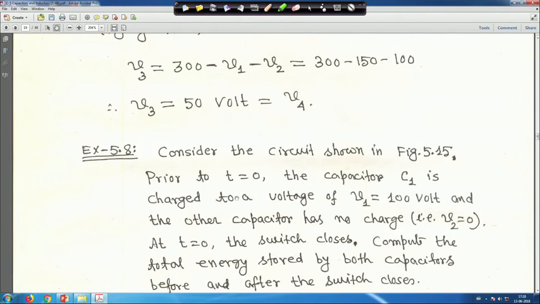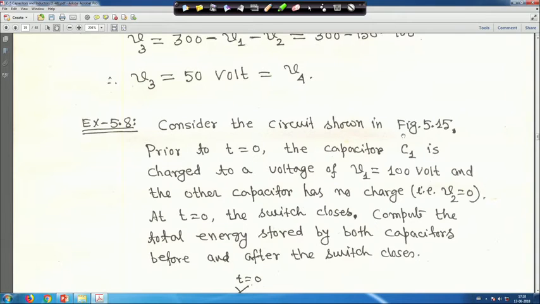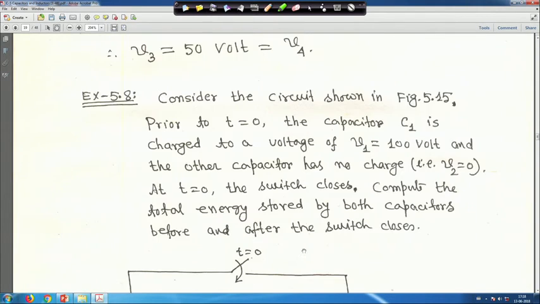So, next, consider the circuit shown in figure 15. Prior to t equal to 0, the capacitor C1 is charged to a voltage V1 equal to 100 volt, and the other capacitor has no charge, that is V2 is equal to 0, right, that is uncharged. At t equal to 0, the switch closes. Compute the total energy stored by both capacitors before and after the switch closes, right.